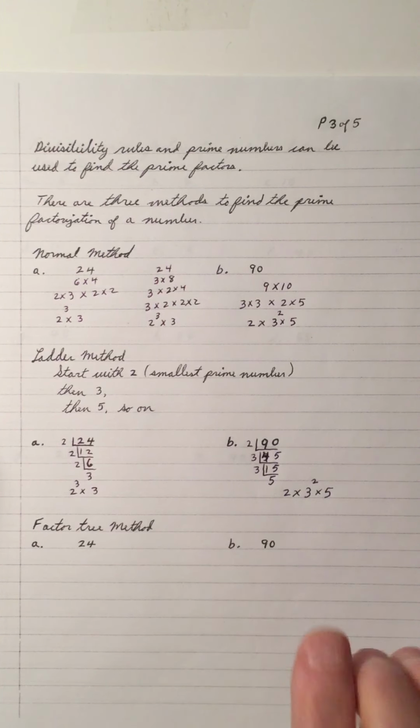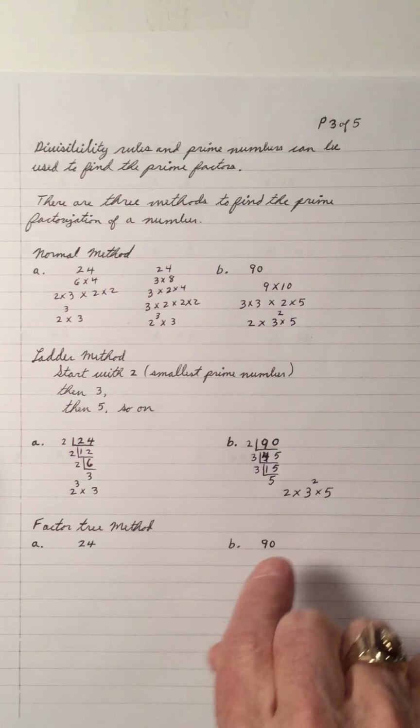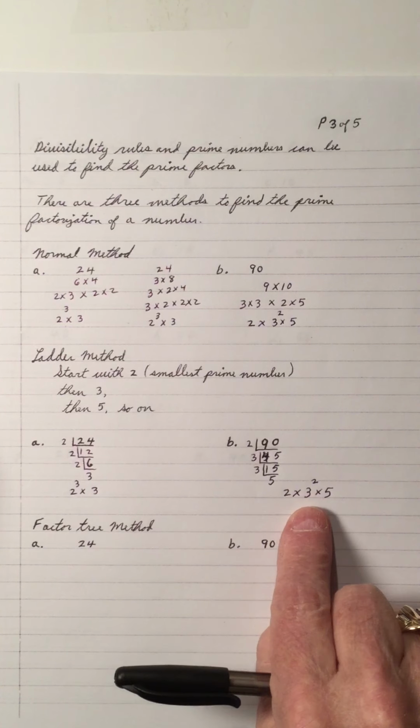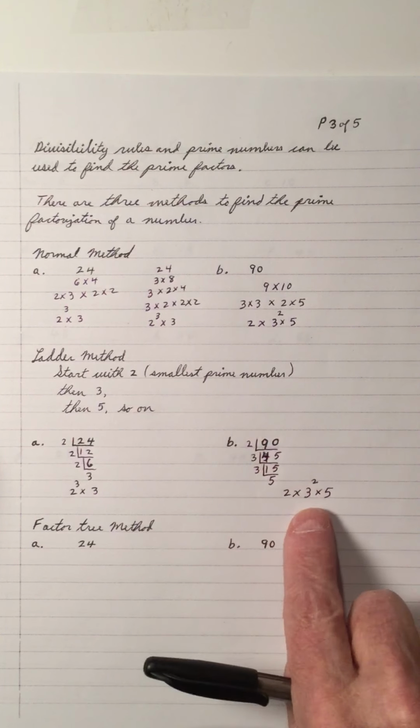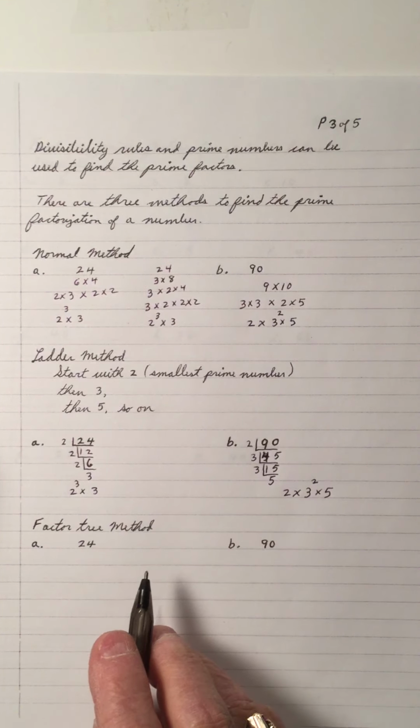Now if you multiply these out, you'll see that you're right, because 2 times 5 is 10, and 9 times 10 is 90, so this is correct.